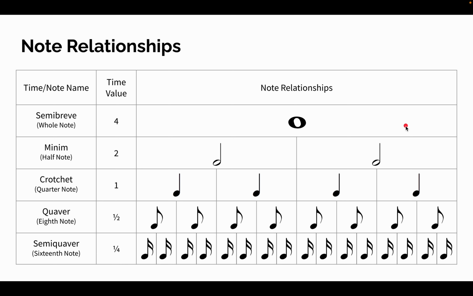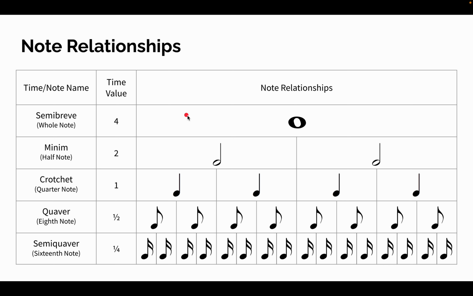On the first tier, the top tier, we have semibreve or whole note. Semibreve is the British way to refer to this, and whole note is the American way. Both are acceptable. In most cases, a semibreve will equal 4, and for our current video, let's just say semibreve is equal to 4 beats.